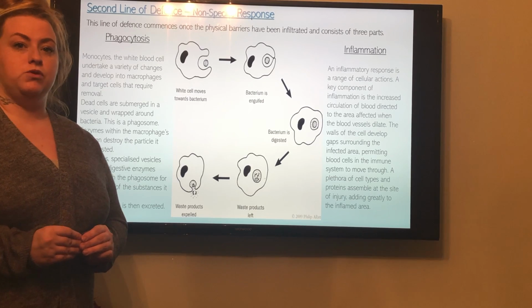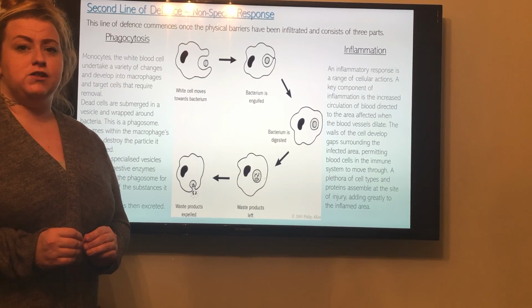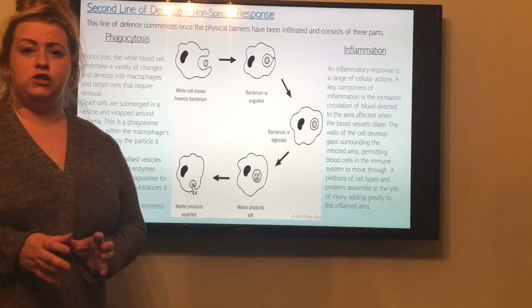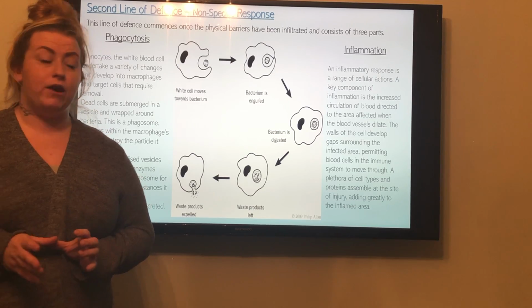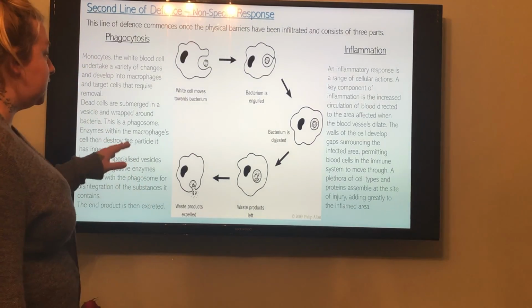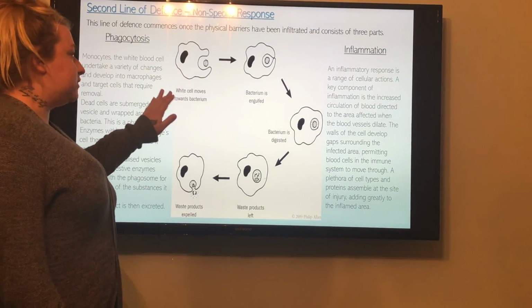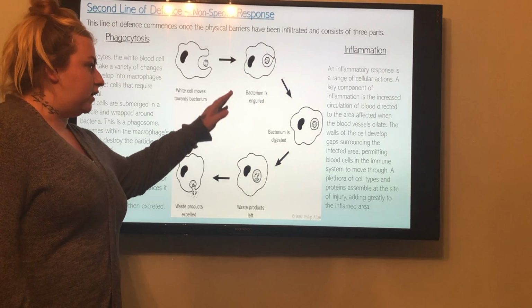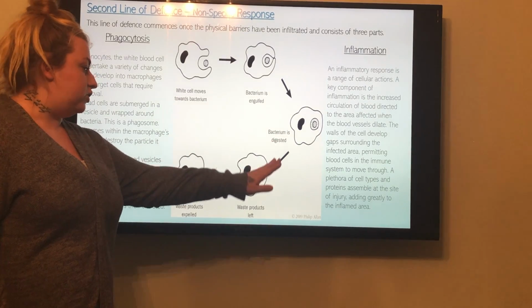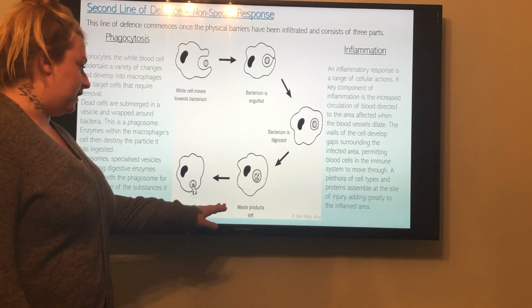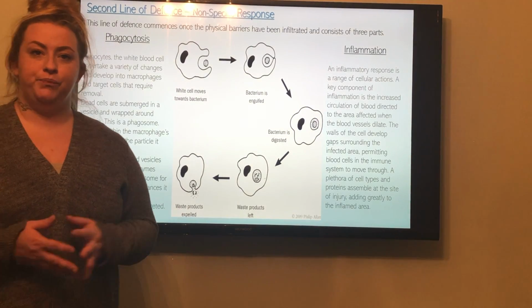Phagocytosis is a vital contribution to the defence. Phagocytes are responsible for the engulfing and the termination of damaged, malfunctioning and hostile cells. As you can see, the white cell moves towards the bacterium, it is then engulfed, it is then digested, and the waste products that are left are then expelled from the body.